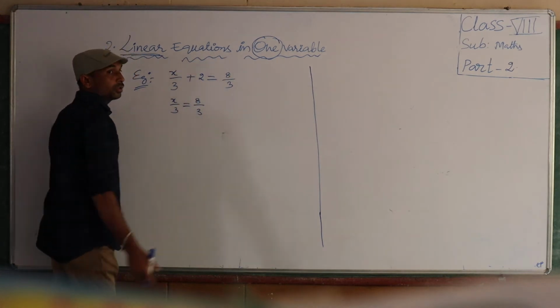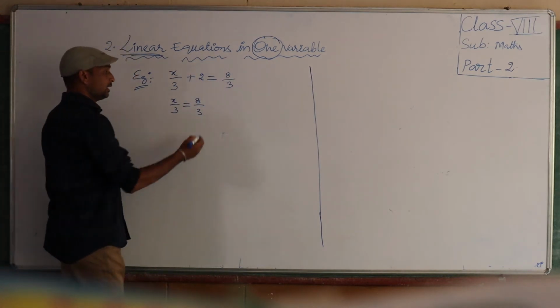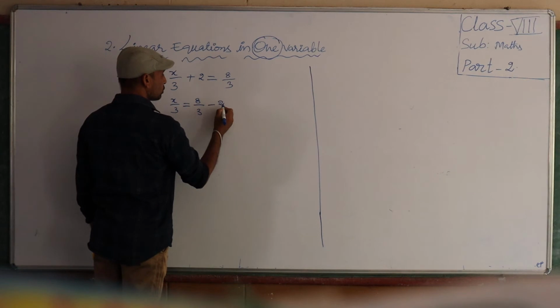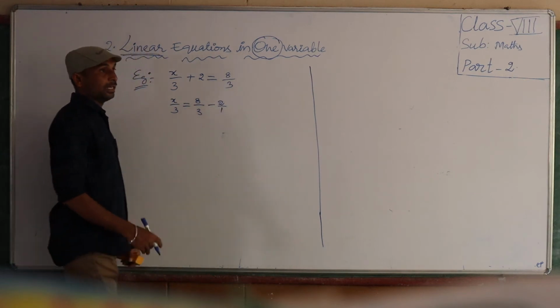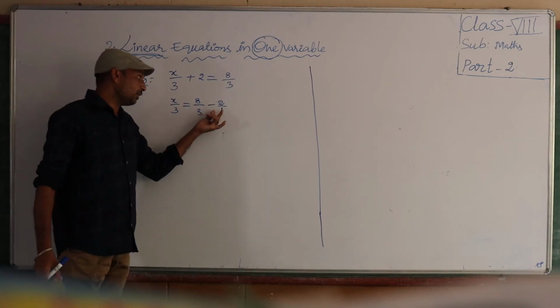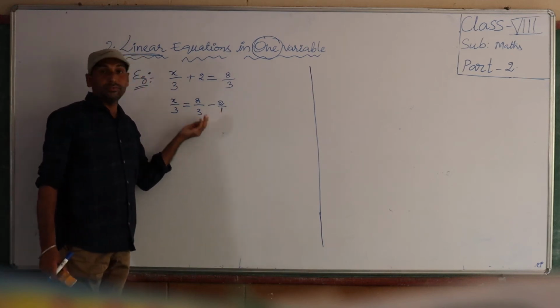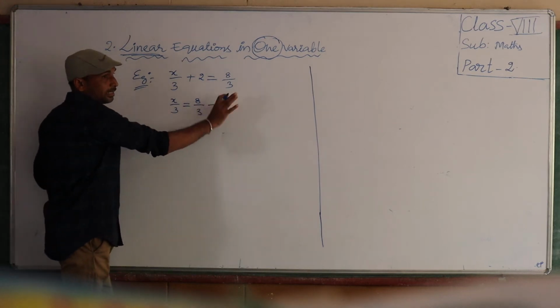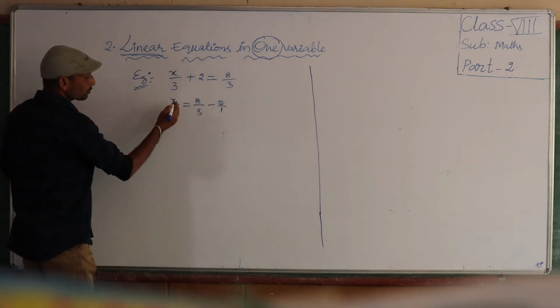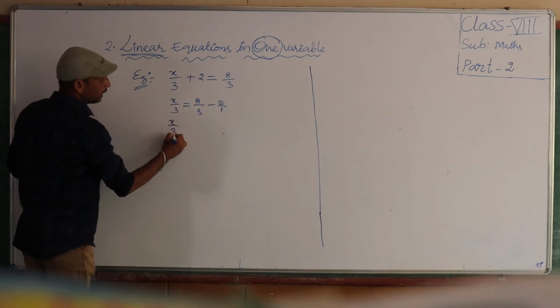Then plus 2 transposes to the right side. It will become minus 2. So here we are getting a fraction, that's why we take 1 in the denominator. Why do we have to take 1? We studied in the previous class, in the lower classes we studied already. So x by 3. Right.